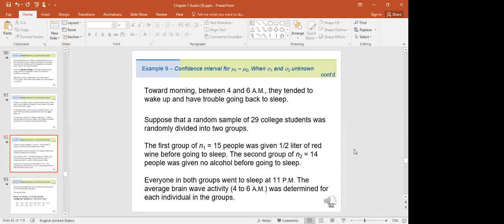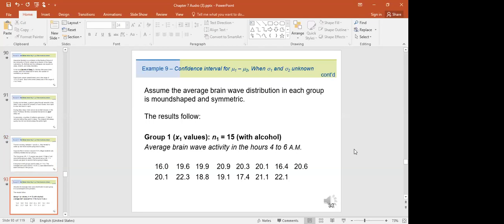Suppose that a random sample of 29 college students was randomly divided into two groups. The first group, 15 people, was given half a liter of red wine before going to sleep. The second group, made of 14 people, were given no alcohol before going to sleep. Everyone in both groups went to sleep at 11 p.m. The average brainwave activity between 4 and 6 a.m. was determined for each individual in the group. And we have the following data. So for this example, we are going to use data. Let's go to our calculator so that we enter data.